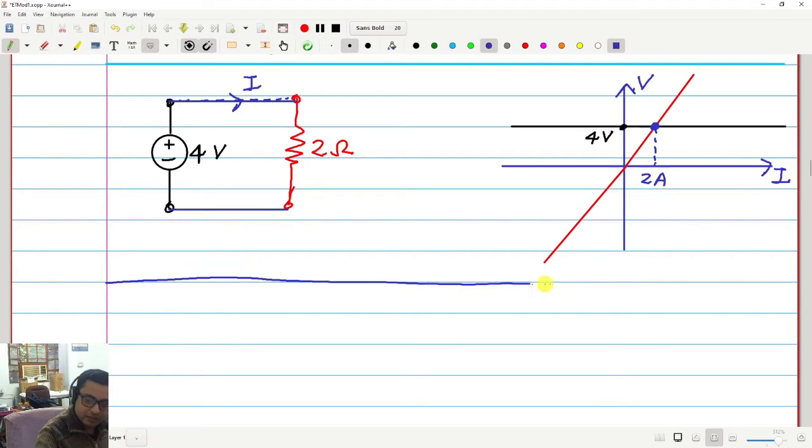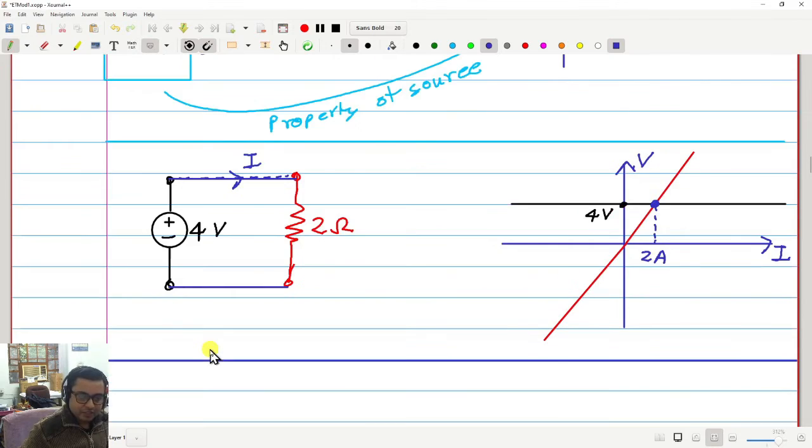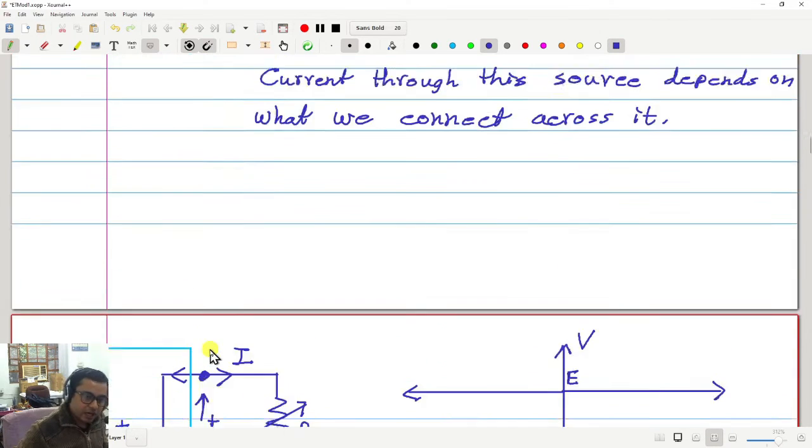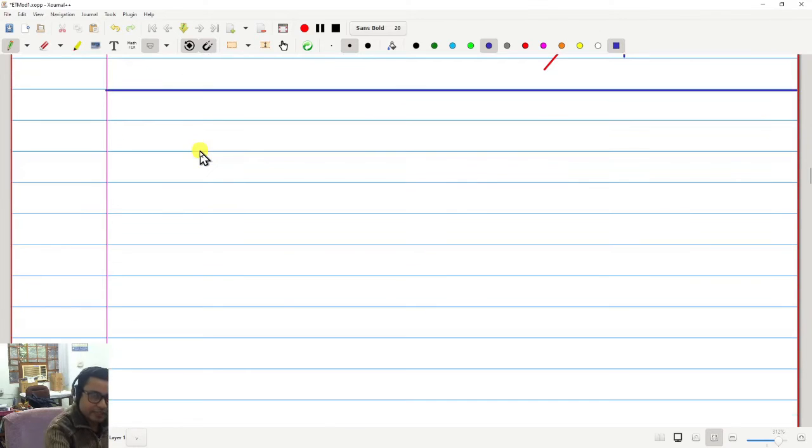Now the next thing that we will learn will probably be a new thing for us. We said that these are called voltage sources because the voltage across it is always given by the value of the source, but the current can have any value. Now you can guess, if there is something called a voltage source, then there may also be something called a current source. So there is something called a current source.